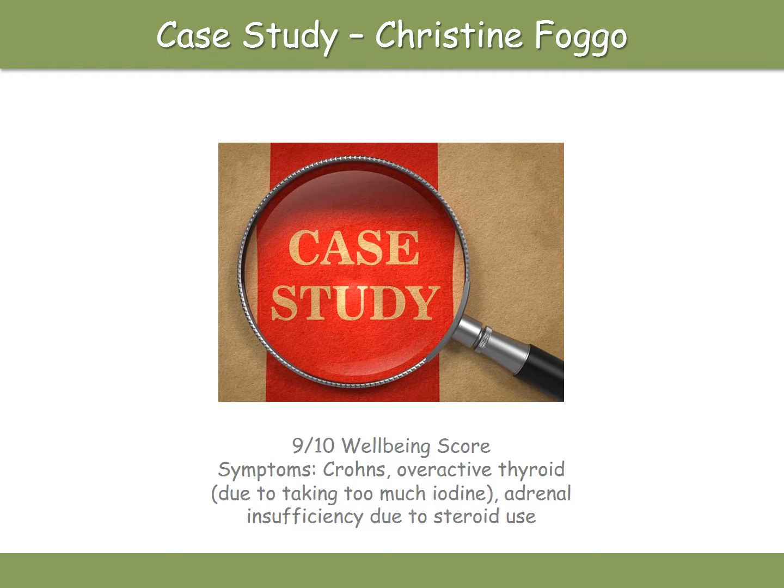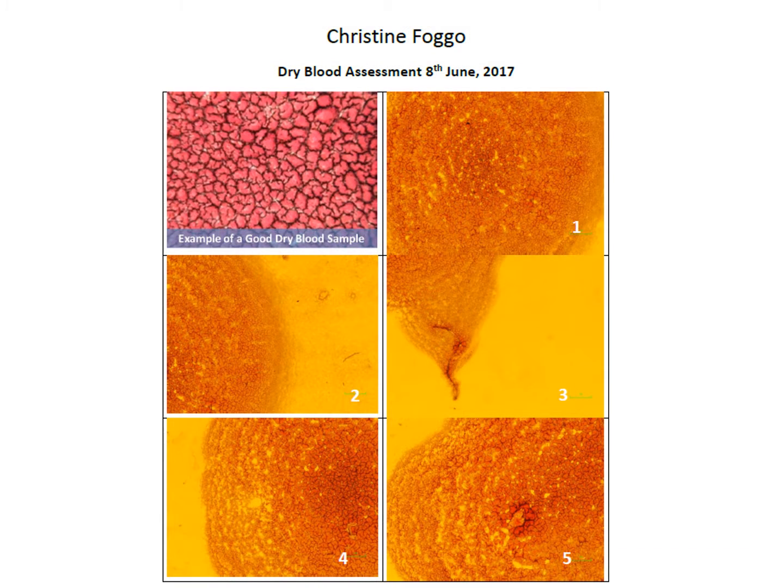So Christine Foggo is who we're looking at. She has a 9 out of 10 well-being score, which probably raises the question of why she got tested. There are a few things going on there: Crohn's, an overactive thyroid and whatnot, and a bit of adrenal stuff as well.